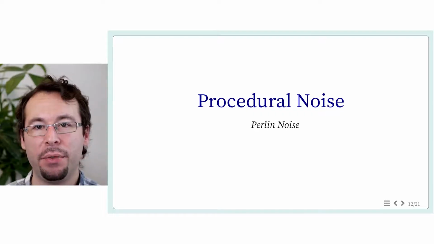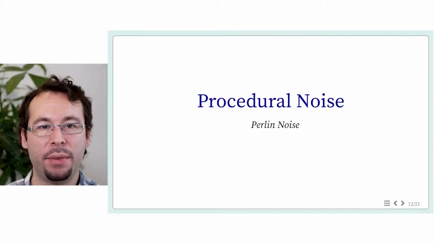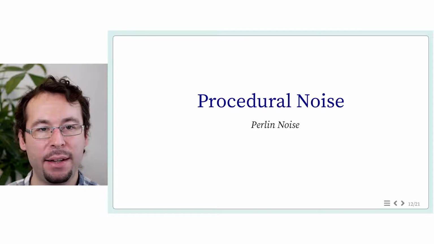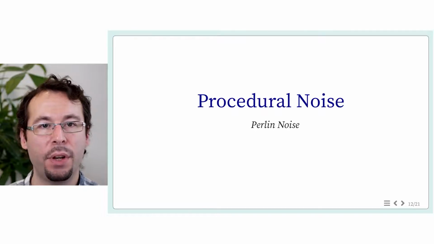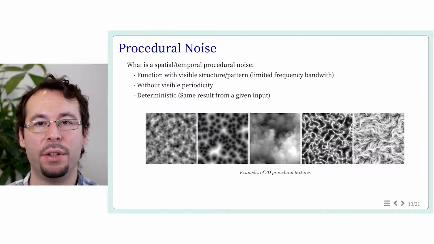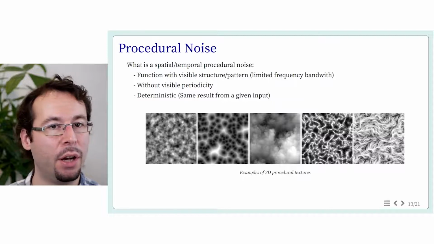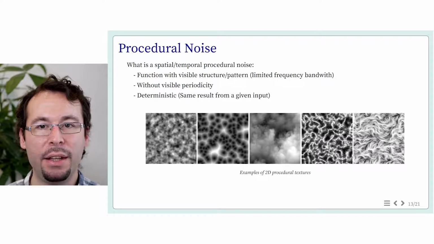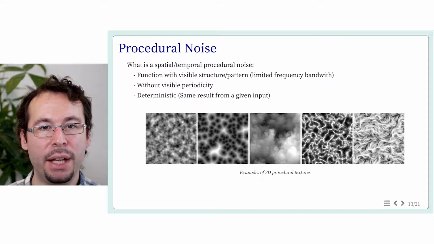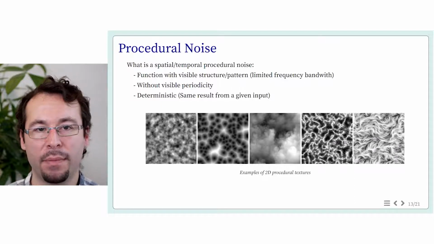In this part, we are going to see the use of procedural noise, with a particular focus on the widely used Perlin noise. So first, what can we call procedural noise? That can be spatial and/or temporal, and in graphics they are commonly used to model natural-looking phenomena.